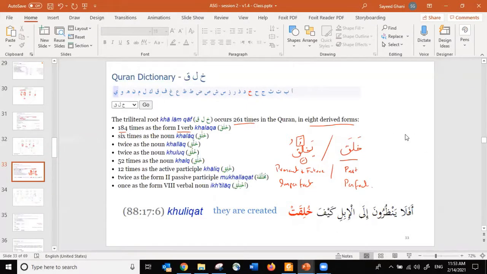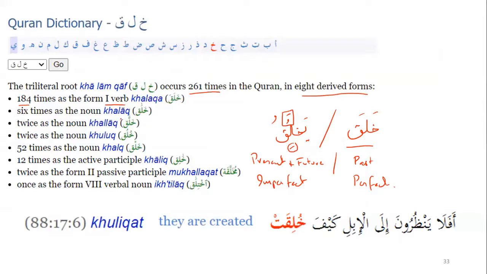That was just a brief look at the verb khalaqa. Then it also occurs as a noun. So here, if I just make it a little bigger, this is occurring as khalaq, as a noun khalaq as well. And then khuluq is also a noun form, so we're not going into details of those. And then khalq is also a noun which is quite common, 52 times, 12 times as the active participle khaliq. So khaliq, as we can imagine, is basically one who creates. And twice in the passive participle mukhlaqat. So a passive participle is one who is being acted upon.